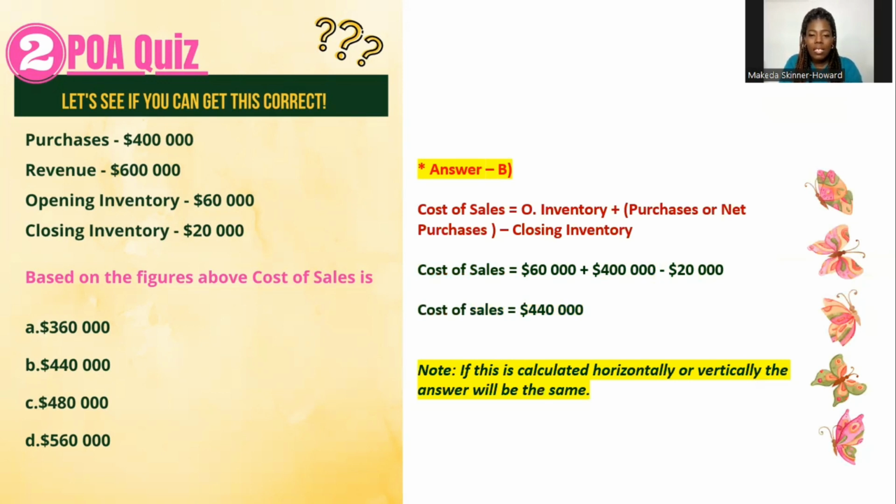Note, if this is calculated horizontally as we did it, in a regular mathematical equation format, or vertically, like how the income statement is normally prepared, you're going to get the same answer. It's just that the vertical format has a little bit more, what I would call accessories. There's a little bit more to the vertical format that you would see when you are creating the income statement.